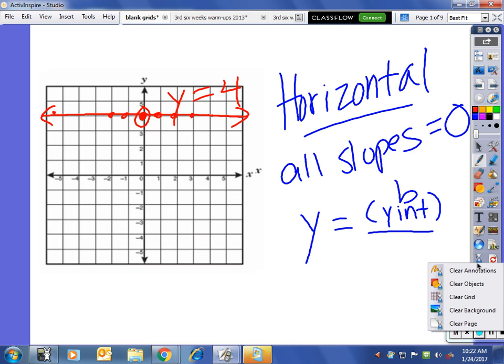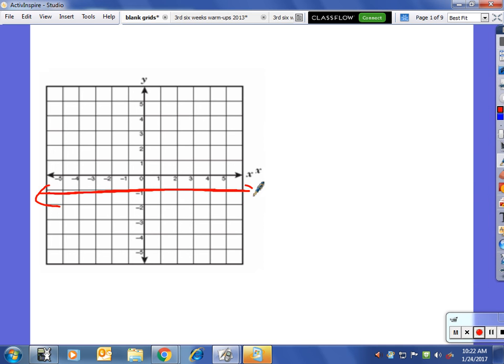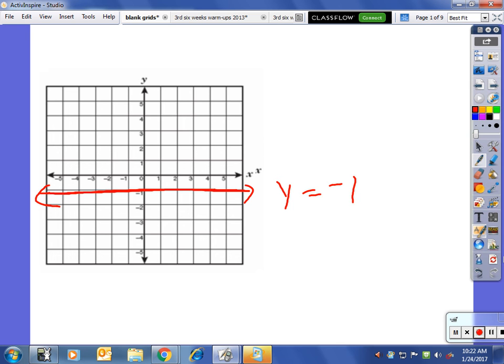Okay, here comes another one. Let me move that red line. What's the equation of this pretty horizontal line right here? Y equals -1. Y equals -1. Are you with me? Okay, what if you don't have a picture?